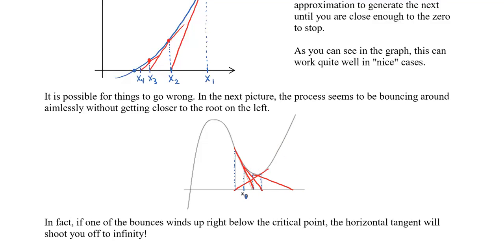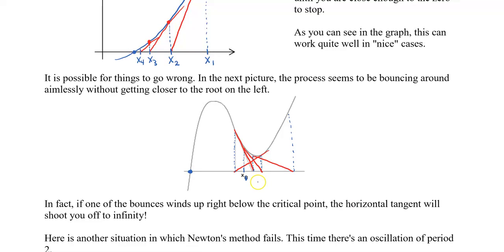And you can see that if I keep doing this, it kind of just bounces around all over the place. And it doesn't seem to be getting closer to the root. Remember, the root is way over here. Now, in fact, if I bounce and land right below the critical point, let's say here, then when I draw the tangent line, this is going to be a horizontal tangent, and it's going to shoot me off to infinity, and then I wouldn't even get close to the root at all.